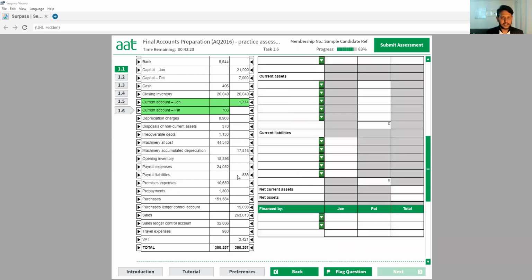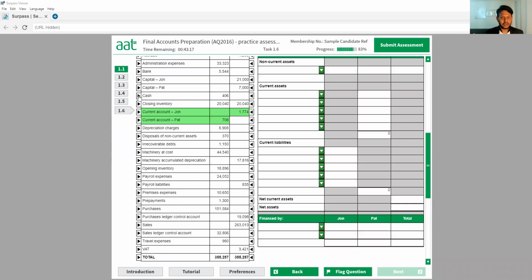Where is the bank and cash? So you have cash, 406 pounds, which is a debit. Bank, 5,544 is a debit. Both are debit.